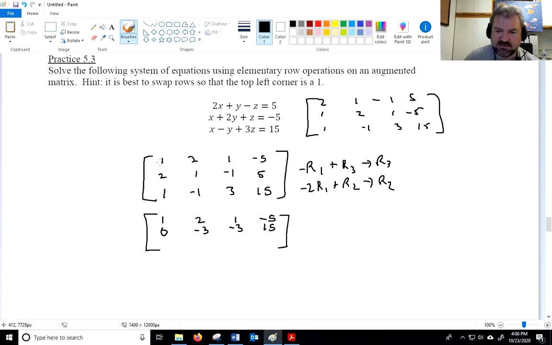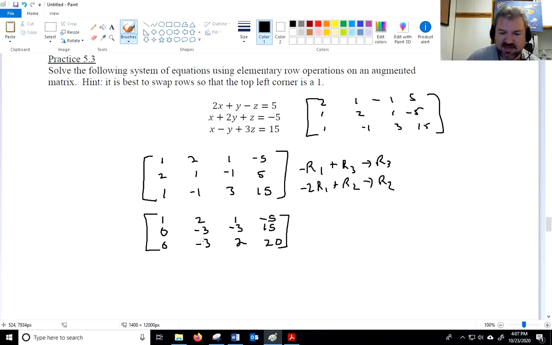All right, now we're doing negative row 1 and row 3 and storing in row 3. So that makes 0. -2 plus -1 is a -3. -1 plus 3 is a +2. Negative times a negative is 5 plus 15 is 20.